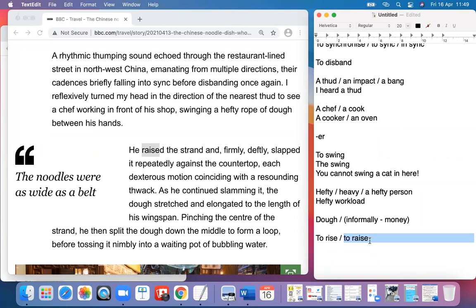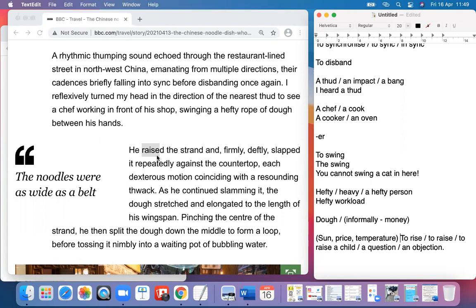Also, it's possible to raise a child, and the significance is to educate the child, to help the child grow. So that's very, very famous, to raise a child, to raise a question, to raise an objection. Really, really typical structures and typical vocabulary. And as I said, rise is typical, maybe the sun, the price, the temperature. Very, very typical situations for to rise.